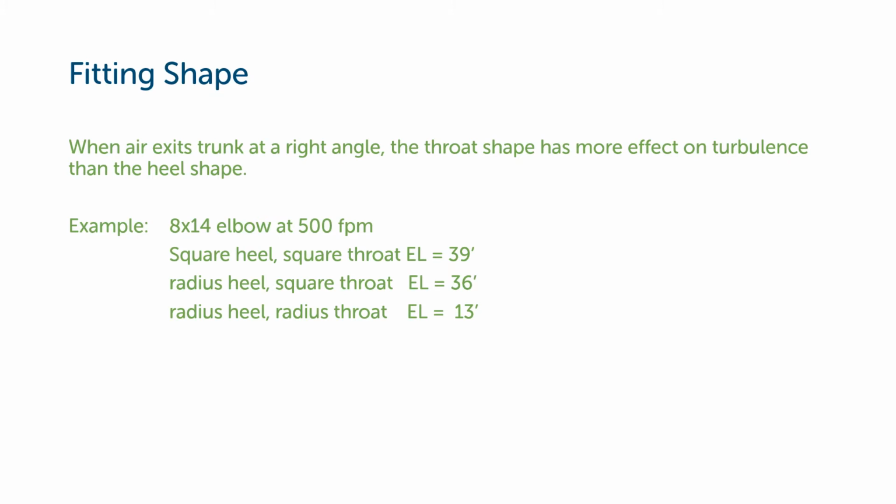On an 8x14 elbow, if we're looking at 500 feet per minute of velocity, the square heel, square throat elbow has 39 feet of equivalent length. The radius heel, square throat has 36 feet of equivalent length. The radius heel, radius throat is down to 13 feet equivalent length. So there is a difference between the throat radius and the heel radius and the effect that they have on an elbow's ability to move air.